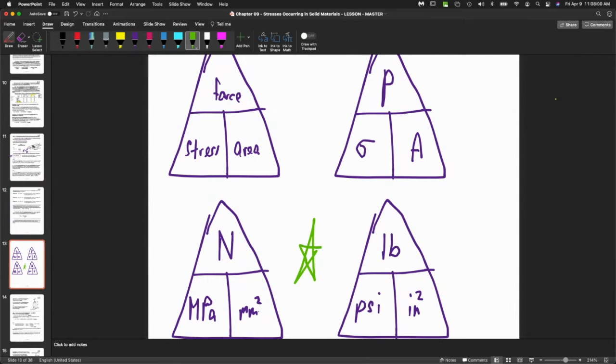So you can see that the consistency with the units is very important. Whether you have newtons, megapascals, and millimeters squared, or you have pounds per square inch, which literally tells you pounds per square inch. At this point, we are in a position where we can do questions and calculations.